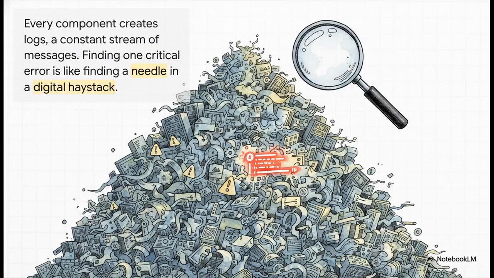And this creates a huge challenge. See, every single one of those little components generates a constant stream of text. We call them logs. So when something inevitably goes wrong, the clue you need is buried somewhere in that mountain of data. How in the world are you supposed to find that one critical error message in all that noise?